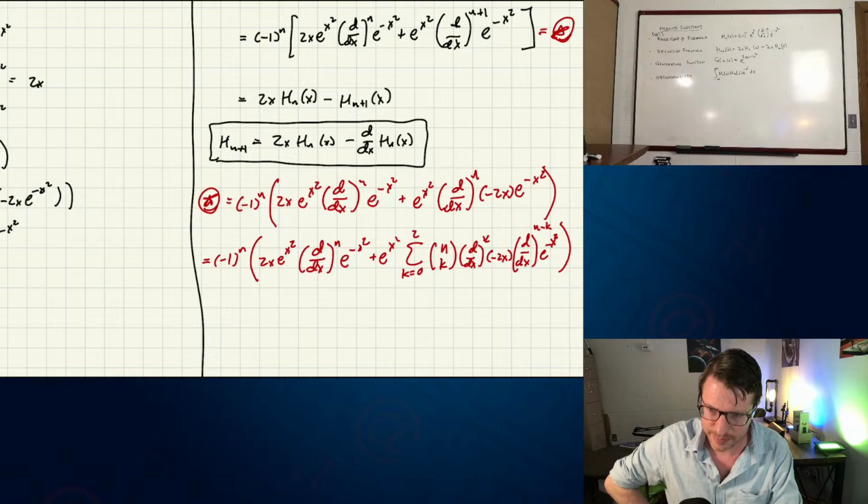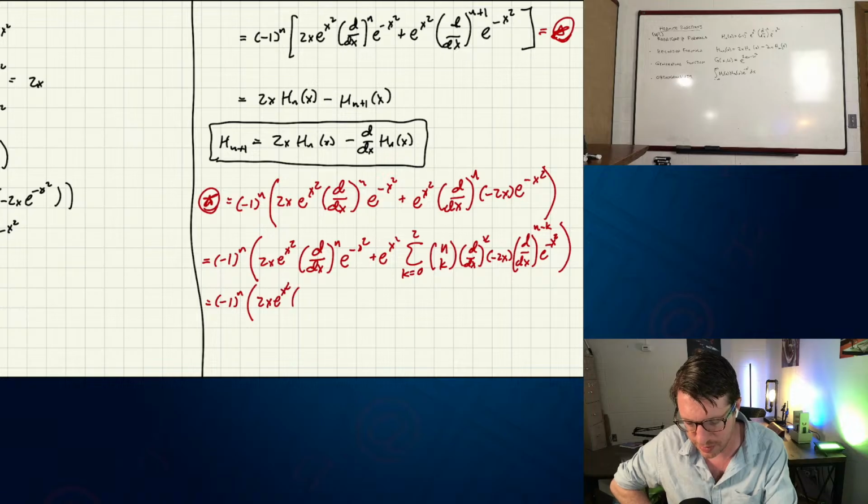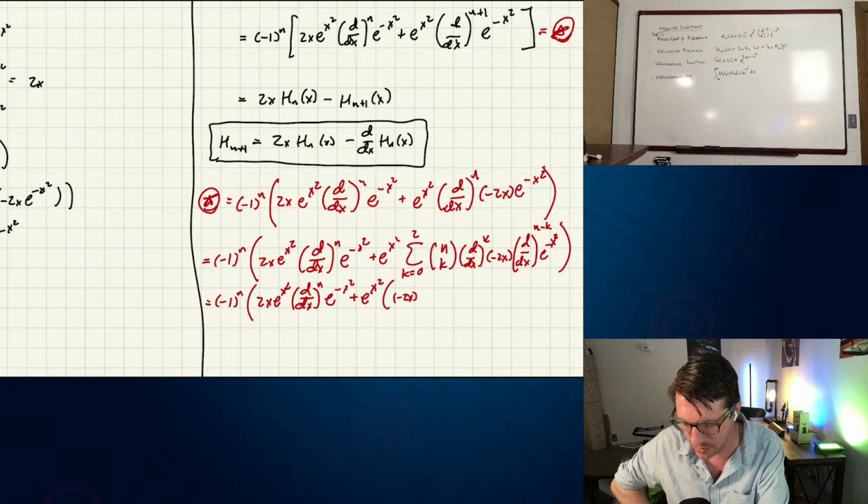And so what you end up getting is this. You have -1 to the n, you have 2x e to the x squared d by dx to the n of e to the minus x squared plus e to the x squared. Now you have two terms. One term is going to be where you take zero derivatives. So it's going to be minus 2x on here. So you have this n should now just be 2. N. Sorry. Yeah. All right.